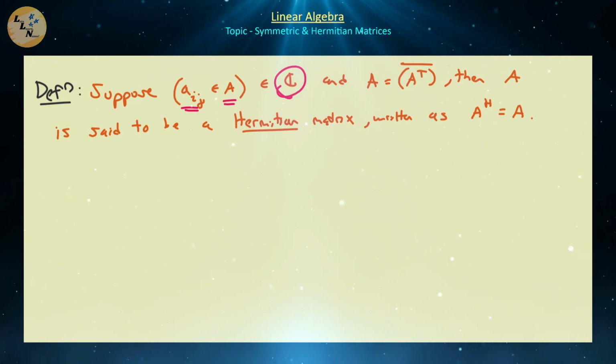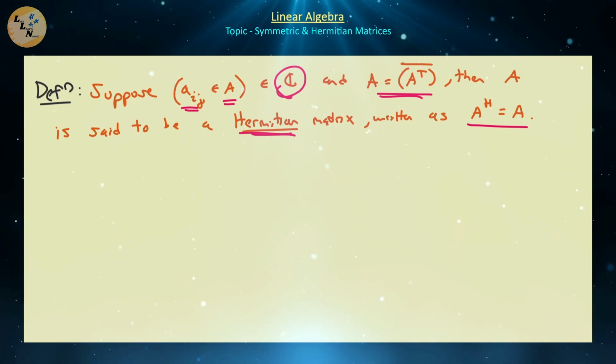And let us assume A satisfies the property that the transpose of A, in addition to the conjugate of each of those elements, is equal to the original matrix A. If that is satisfied, then we say that A is a Hermitian matrix, and we'll sometimes write that A^H is equal to A. That is, the Hermitian of A is equal to the original. So one could also consider that A^H is sort of like the complex conjugate transpose of the original matrix.